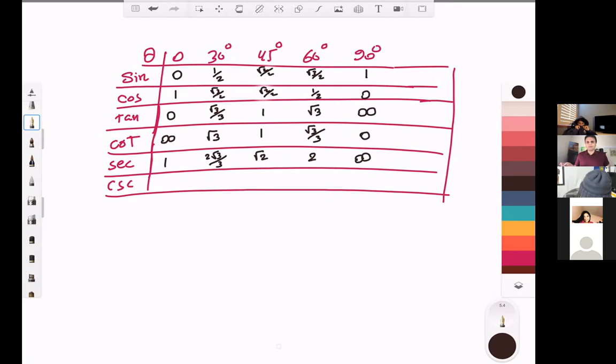I might go a little fast here, but those numbers should make sense to you. This 4 is coming from this 2, and we proved it very well. Cosecant is 1 over sine: infinity, 2, radical 2, 2 radical 3 over 3, and 0.